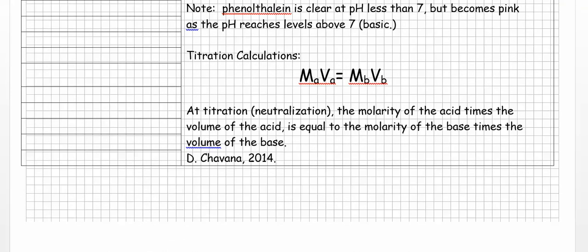So this equation is going to be important for titrations, and here it is. At the titration point, when there's neutralization, the molarity of the acid times the volume of the acid is equal to the molarity of the base times its volume. So at titration, again, that means neutralization. That means we've neutralized acid and base. The molarity of the acid times the volume of the acid is equal to the molarity of the base times the volume of the base.